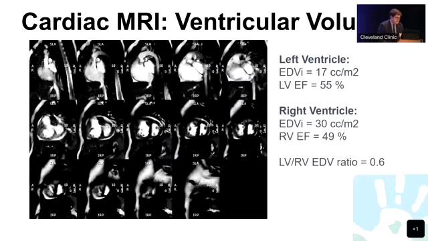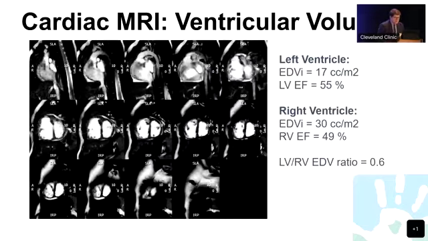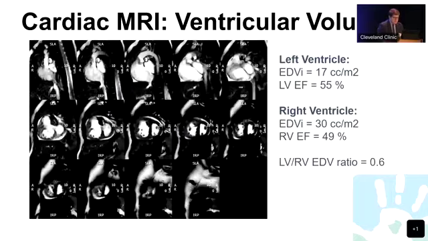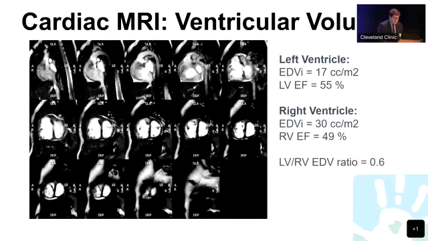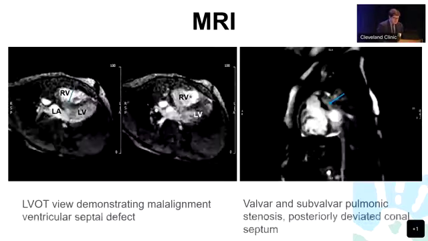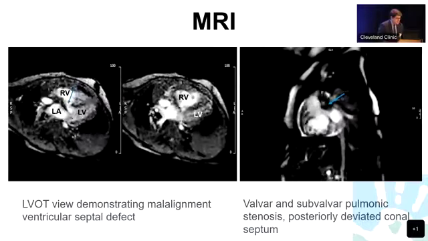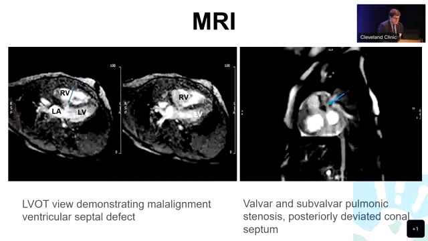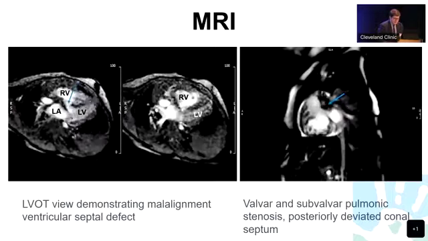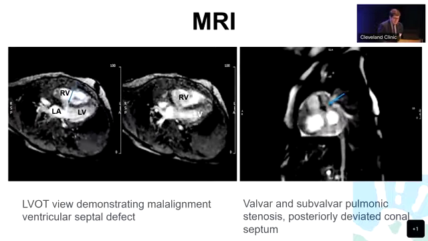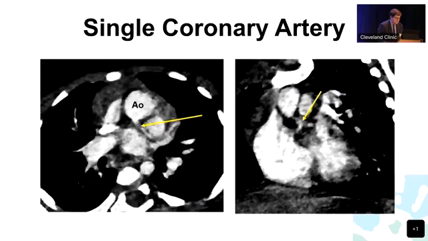And so we evaluated this patient with a cardiac MRI to assess ventricular volumes as well as confirm anatomy. The EDVI of the left ventricle was 17, RV EDVI was 30, so our ratio was 0.6. And here you can see the LVOT demonstrating that posterior malalignment VSD. And you can see the degree of valvar and subvalvar pulmonic stenosis from that posteriorly deviated conal septum. And here you can see that posterior single coronary artery giving rise to both of our main coronaries.